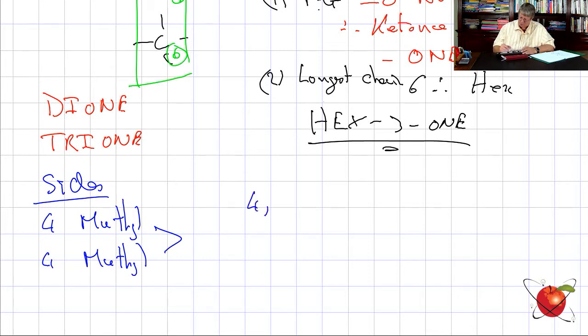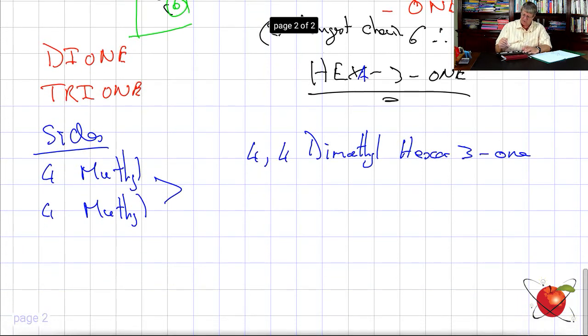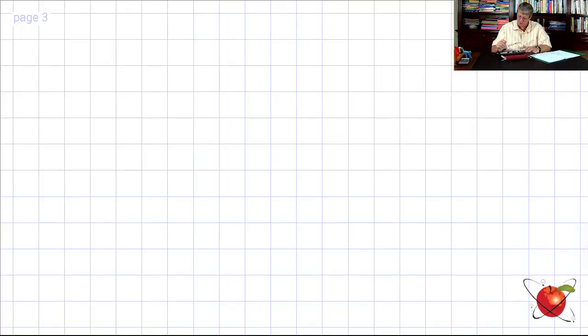So it's going to be 4,4-dimethyl hexa 3-one. Okay? Because it's a ketone, hexa 3-one. All right? Okay. We must always say, yep, we've dealt with that. Okay. Now, the next functional groups are the ones that we're going to do more work with.